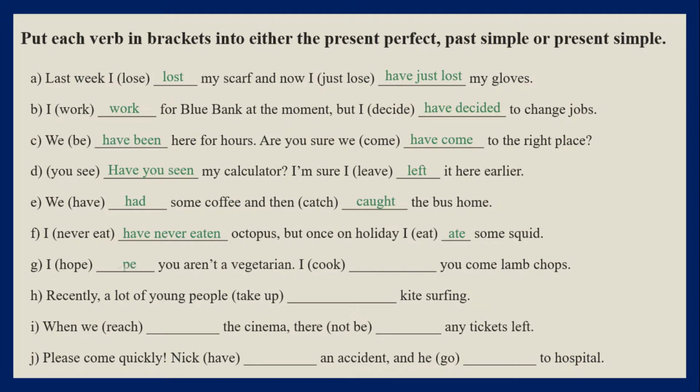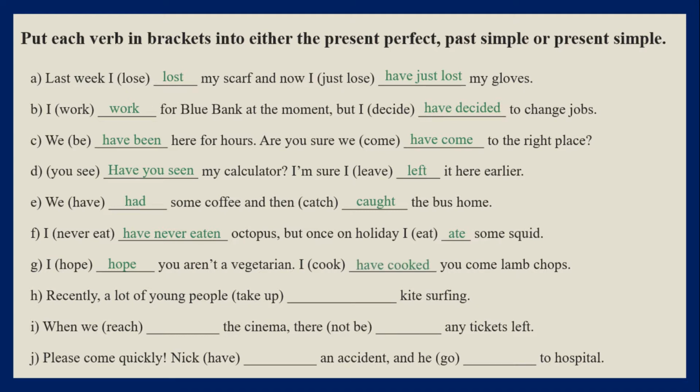G. I hope. We use present simple, for example, when you're expressing your opinion, you say I think. When you're expressing your wish, you say I hope. We use present simple for hope, wish, I guess, or I think. And generally, we are expressing a fact, so we need to be using present simple. I hope you aren't a vegetarian.